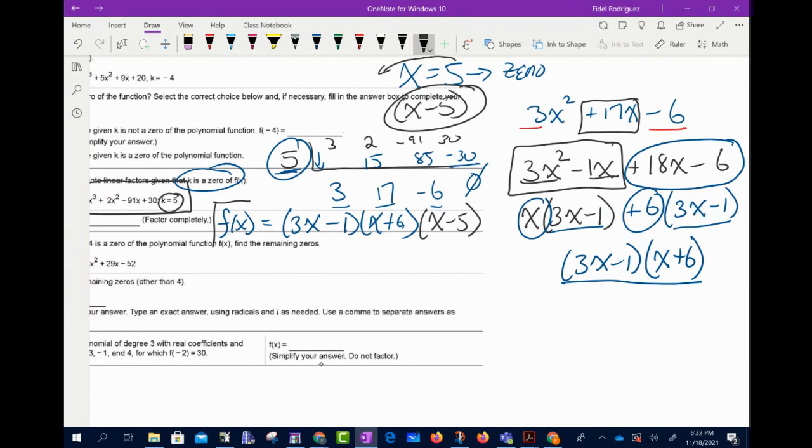And so what we've done now is we've factored everything completely. The sign here has already been changed for me, so when I write it here, I put x, and then with the opposite, that's right.